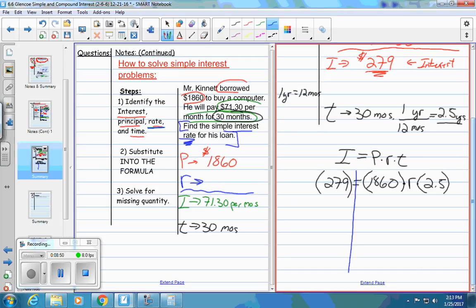And rather than do this first part in 2 steps, we're going to multiply these numbers together before we get R by itself. So 1,860 times 2.5, well, that's 4,650. And the R hasn't been used, so it comes straight down. And we haven't used the 279 yet. All we're doing is cleaning it up. So now, to get R all by itself, we have to divide both sides by 4,650.